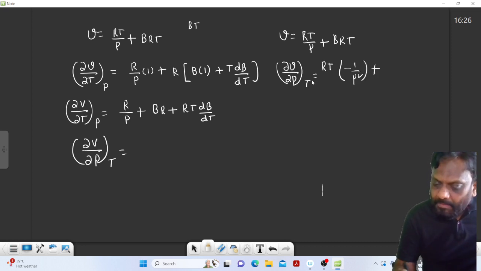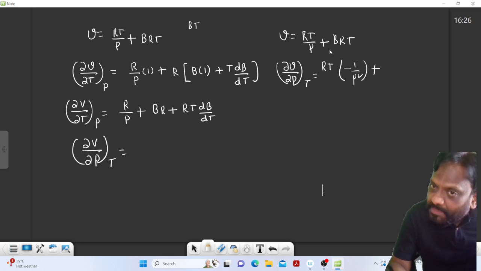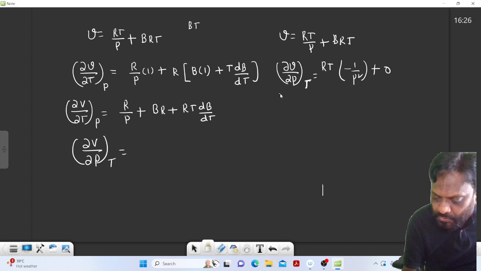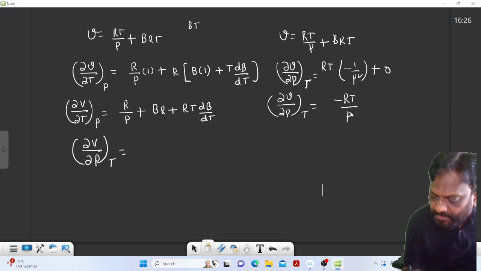Plus, look at this whole term: B is temperature dependent. R is constant, T is temperature, so temperature is constant. It is only depending on temperature. When temperature is constant, this is constant. It is a temperature dependent value. All these are constant because T is constant. Differentiation of a constant is 0. So ∂V/∂P at T is minus RT by P².